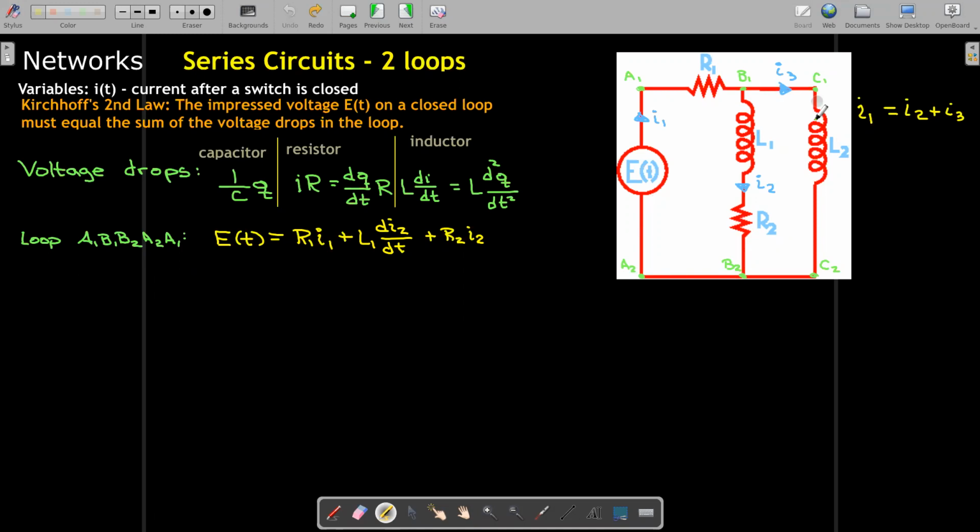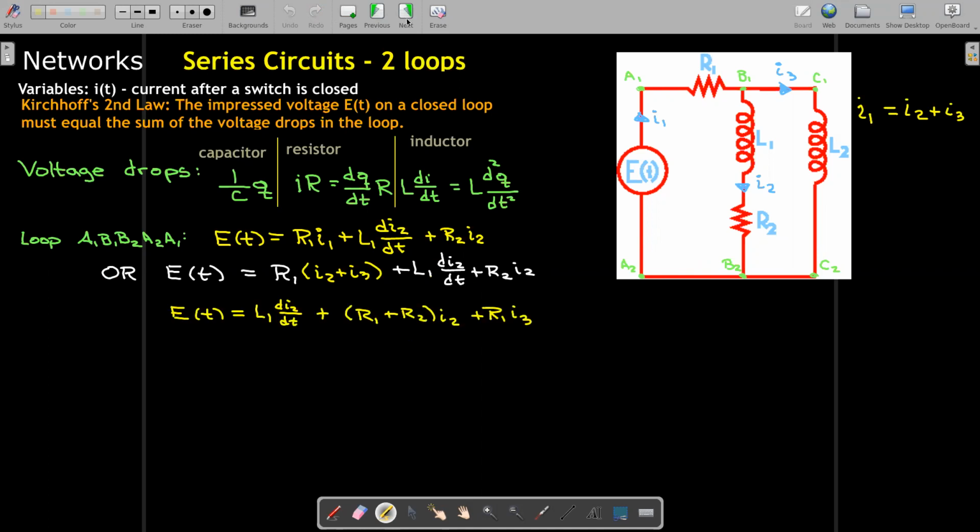Now notice that I3 goes around and joins up with I2 at B1. So now I have the current I1 going towards the node A2. All right, so can I clean that up a little bit? I could replace I1 with I2 plus I3 and rearrange some terms. I'm not sure there's an advantage to that, but maybe we'll see it when we try to solve this in a later section.